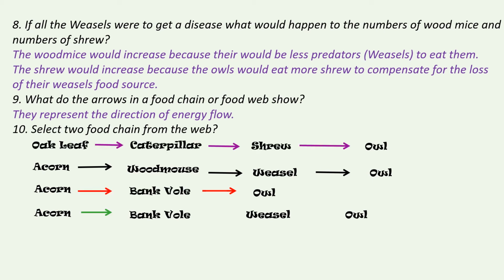And you could have selected any two of these from the food web. So you've got your oak leaf, and then you've got your caterpillar, shrew, and owl. You've got your acorn, your wood mouse, your weasel, and your owl. Your acorn, your bankvole, and your owl. Your acorn, your bankvole, and your weasel, and your owl. So you had to pick two of these to then make your pyramids with.